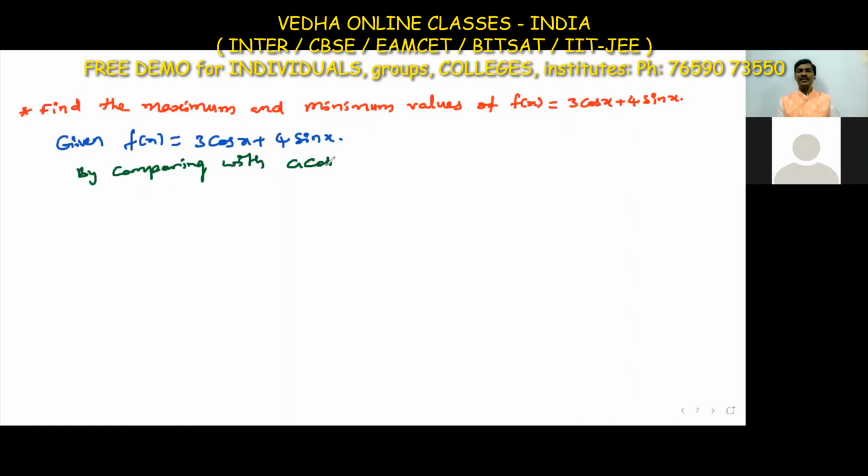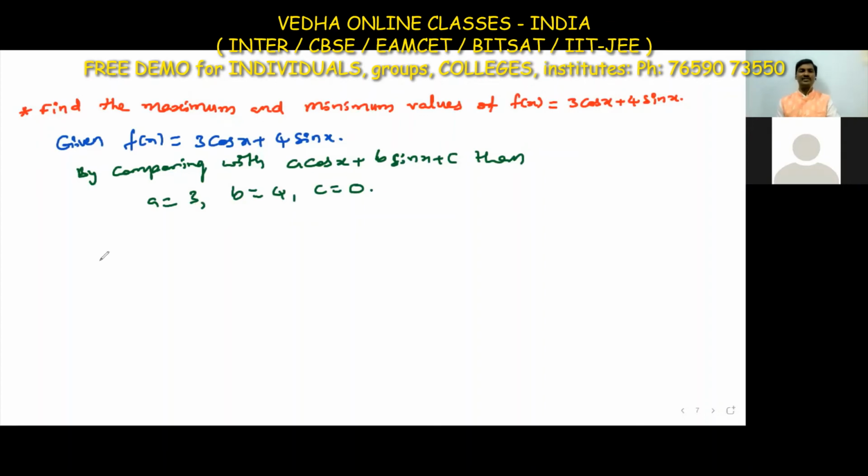with a cos x plus b sin x plus c, what is the value of a, the cos x coefficient? 3. What is the value of b, the sin x coefficient? 4. What is the value of c, the constant? There is no constant here, that's why it is 0.